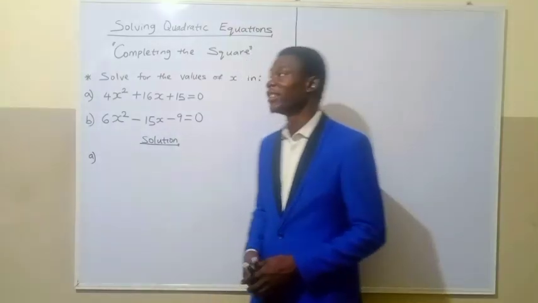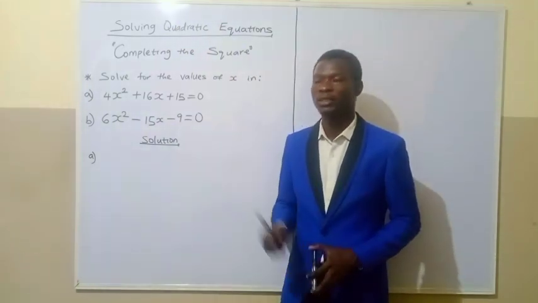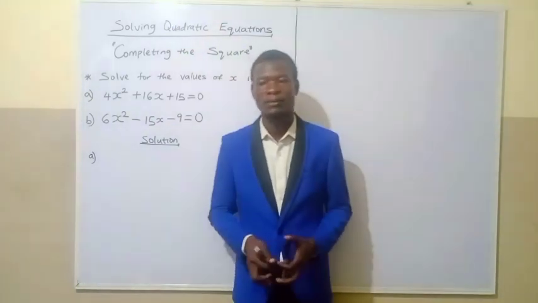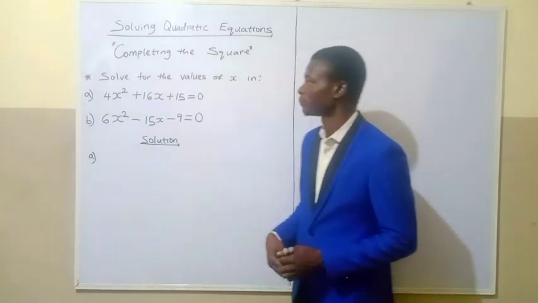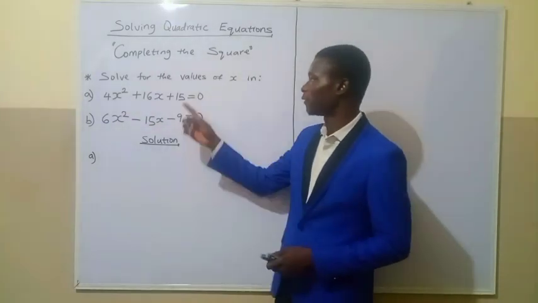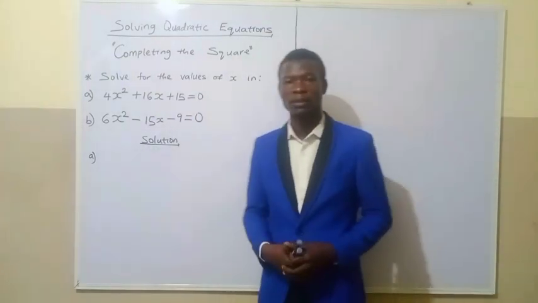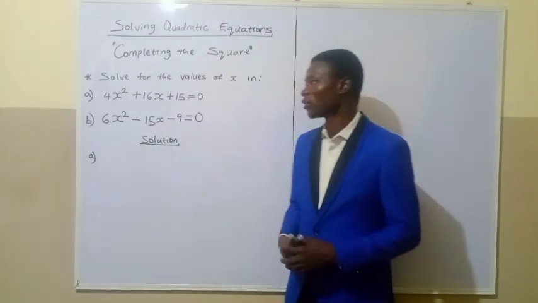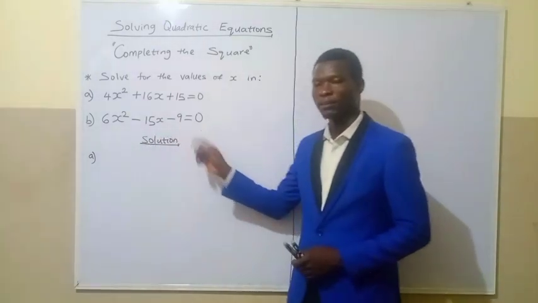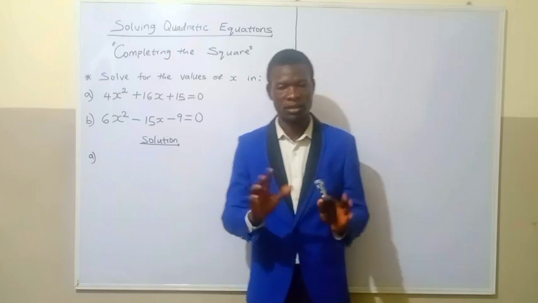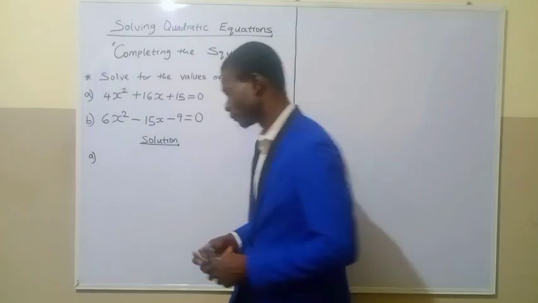Hello viewers, today we have solving quadratic equations before us, and the method to be considering is the completing the square method. So we have two questions with which we are going to explain completing the square method. And the questions are: solve for the values of x in A, 4x squared plus 16x plus 15 equals 0. And the second question is B, 6x squared minus 15x minus 9 equals 0. So we'll be using these two questions to explain the completing the square method very quickly.